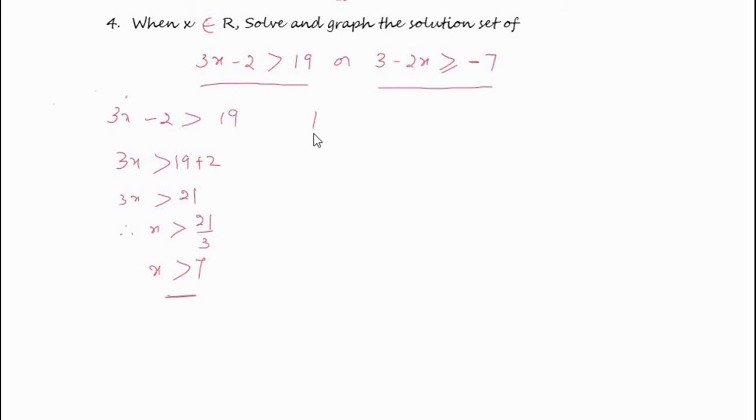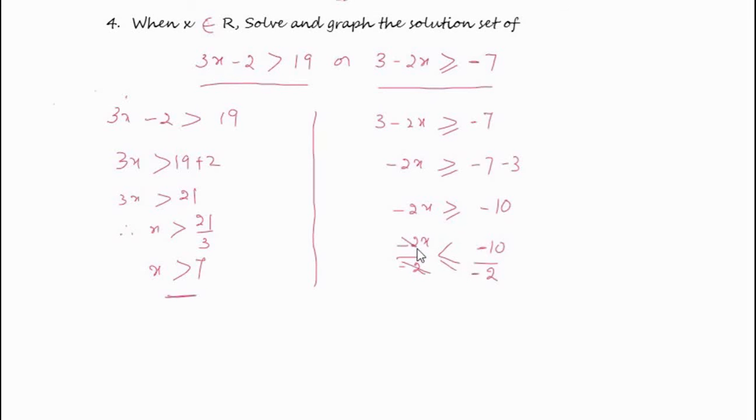Let us solve the other inequation too. 3 minus 2x greater than or equal to minus 7. Let me take 3 to the other side, so minus 2x greater than or equal to minus 7 minus 3. So minus 2x greater than or equal to minus 10. Now dividing both sides by minus 2. Minus 2x divided by minus 2, minus 10 divided by minus 2. We are dividing by a negative number, so the inequation sign gets reversed.